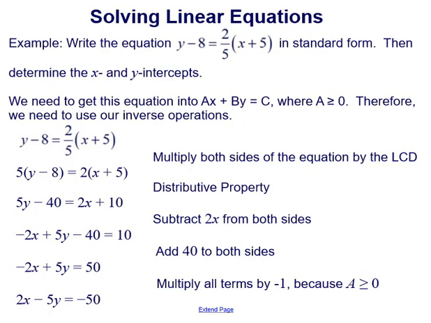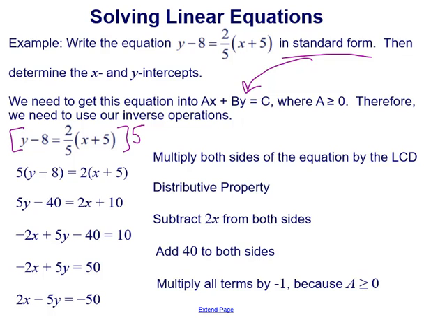So we need to get the equation y minus 8 equals 2/5 times the quantity of x plus 5 in standard form. You can recall that standard form is ax plus by equals c, where that coefficient of x, a, is greater than or equal to 0. So therefore, we need to use our inverse operations to do that. First, let's get rid of the fraction of 2/5. So we'll multiply both sides of the equation by that least common denominator of 5.